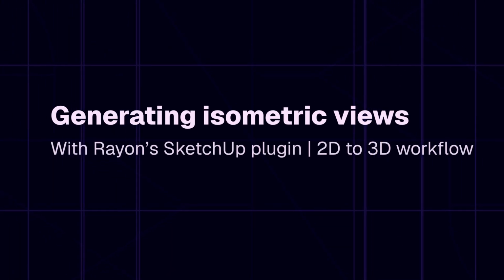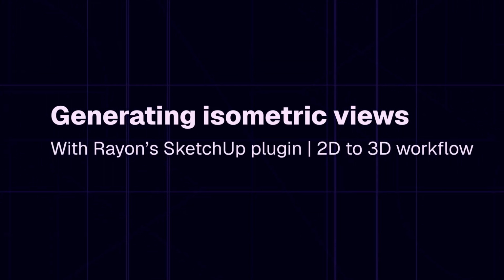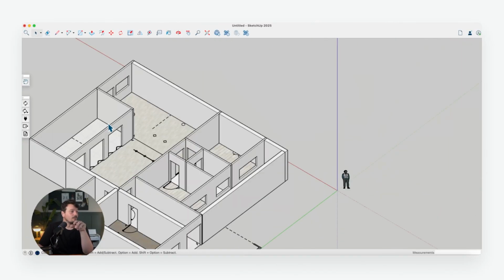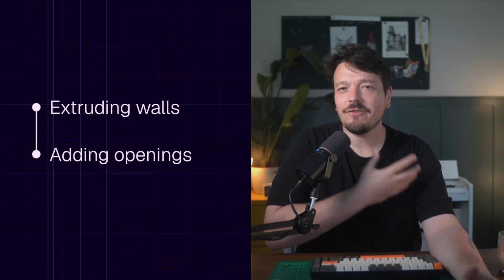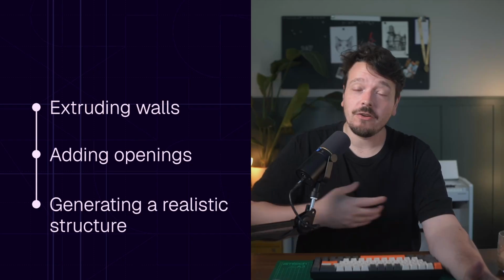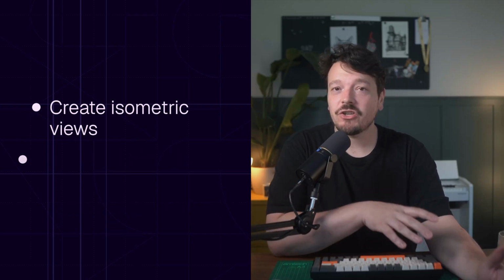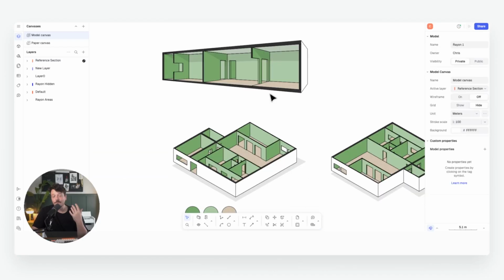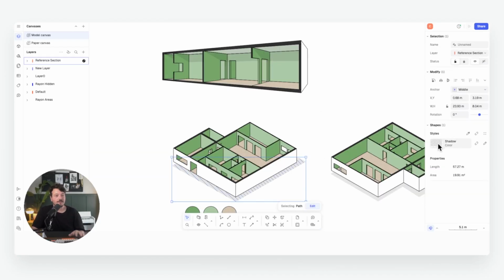I'm going to be showing you how to use Rayon's SketchUp plugin. With this plugin, you can instantly transform your 2D architectural drawings from Rayon into 3D models in SketchUp, extruding walls, adding openings, and generating realistic structure in just a few clicks. From there, you can create isometric views, sections, elevations, and much more. When you're finished, you can bring those visuals right back into Rayon and embed them into your drawing set, making your presentation more complete, professional, and informative for clients and stakeholders.